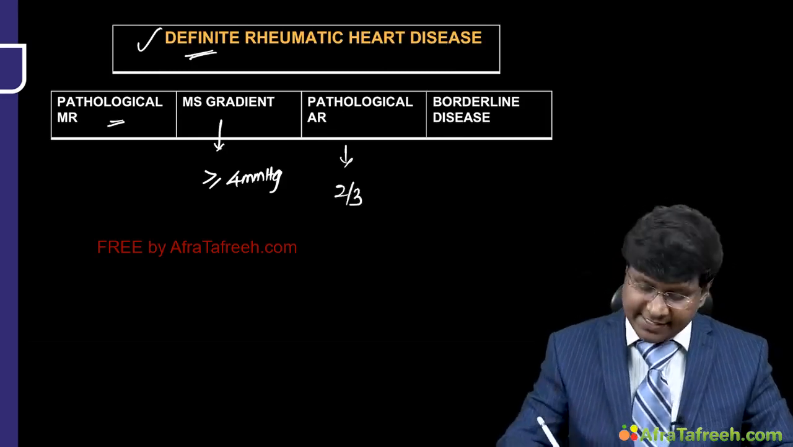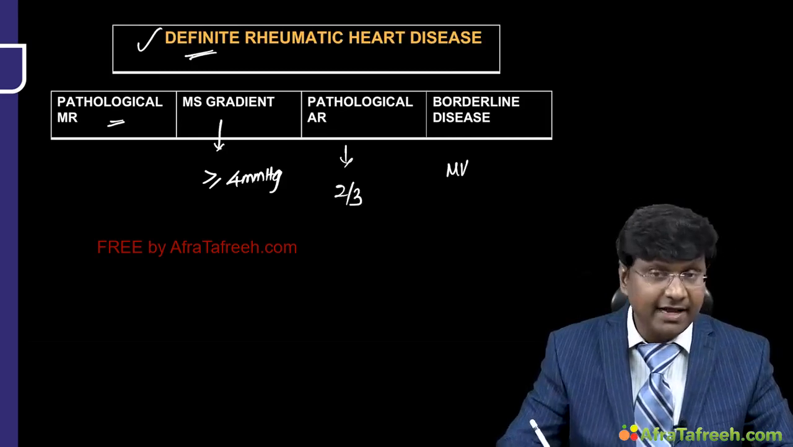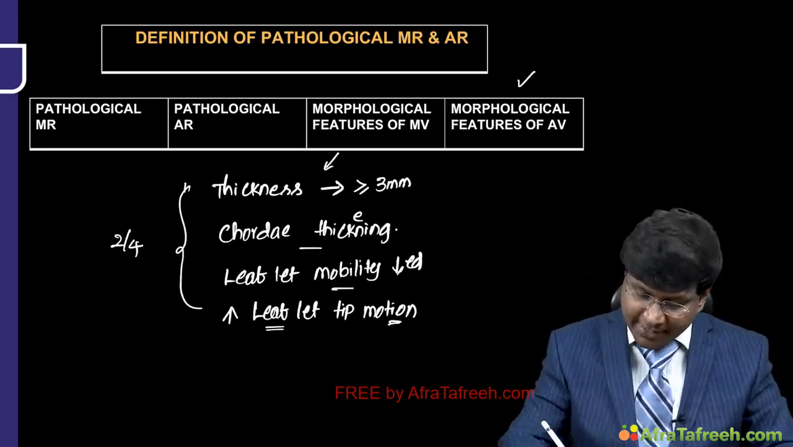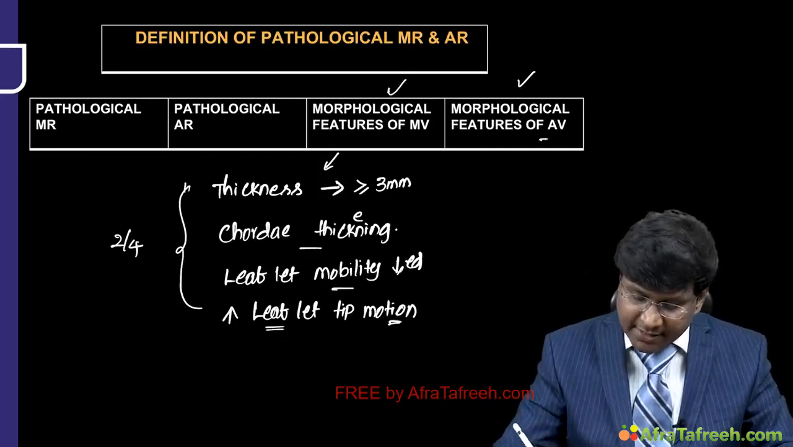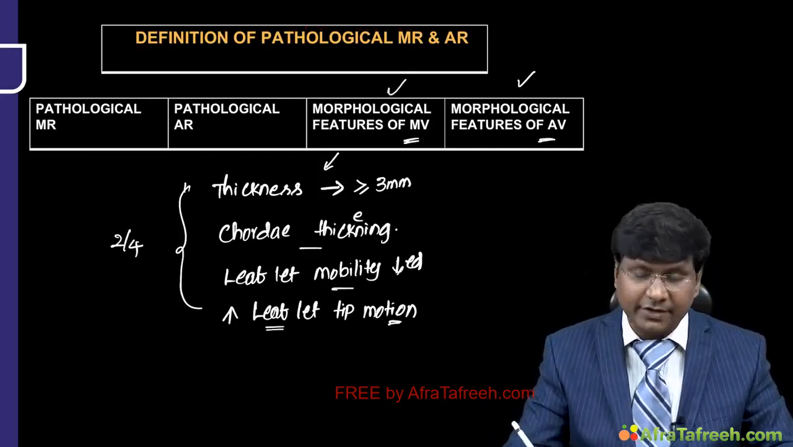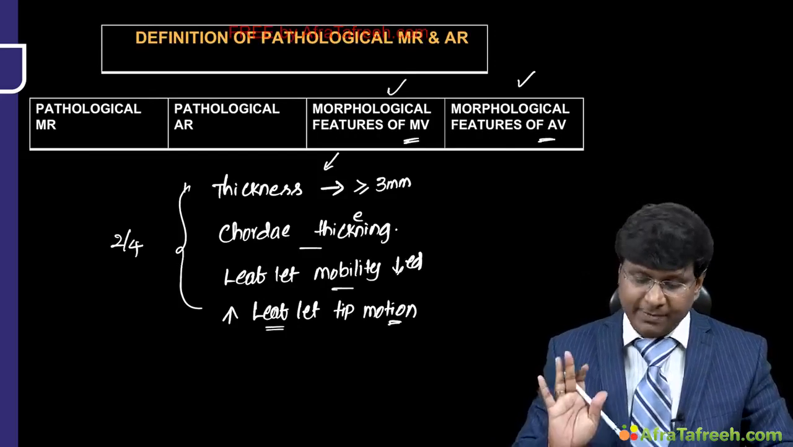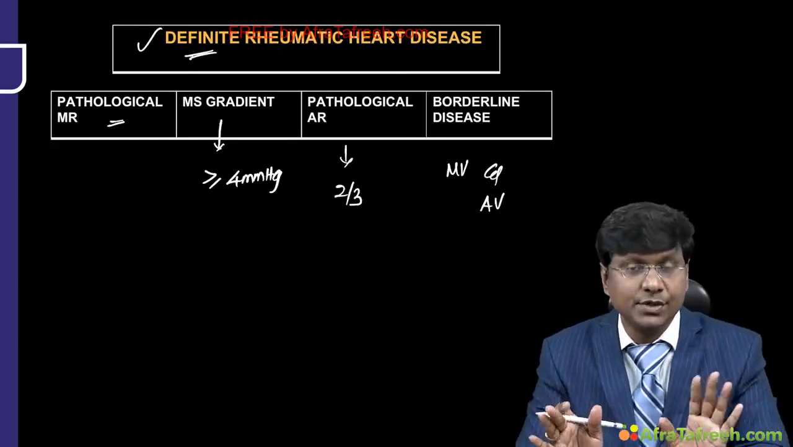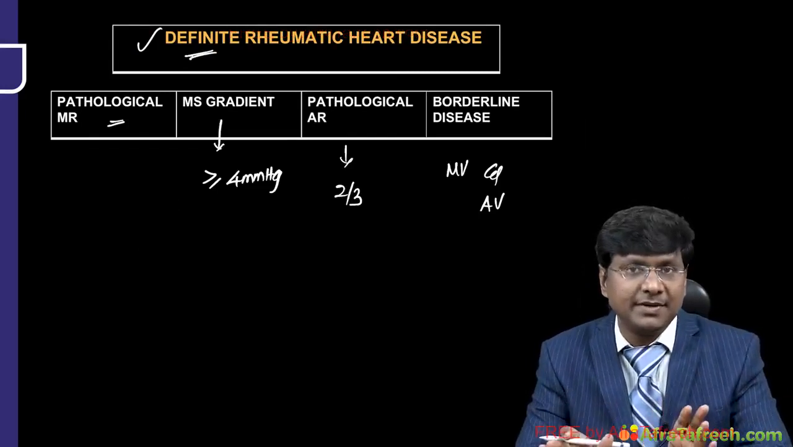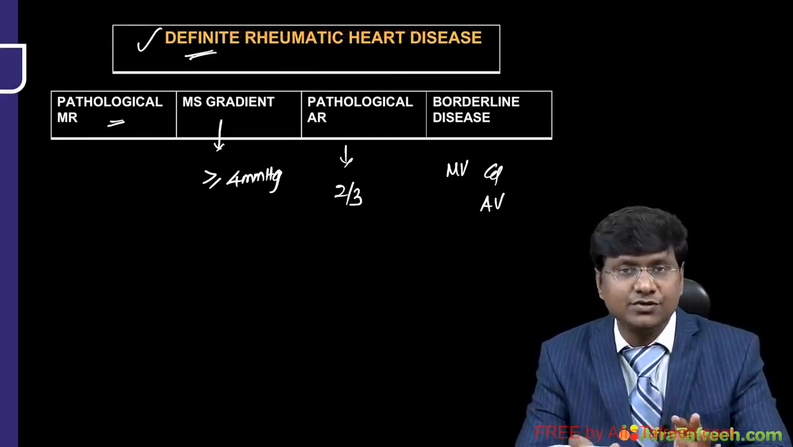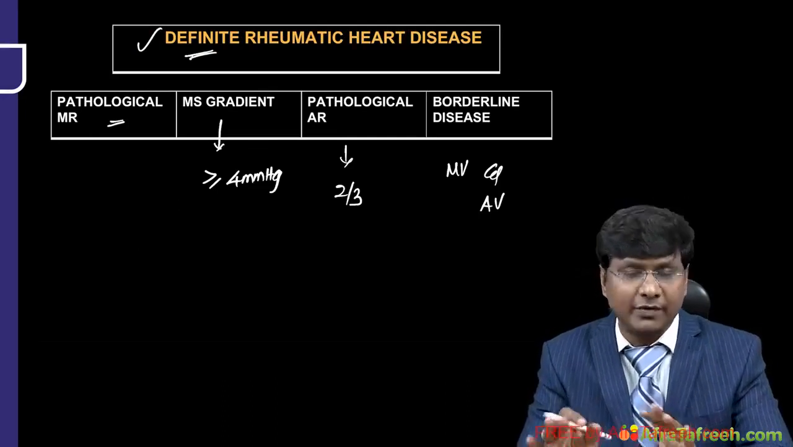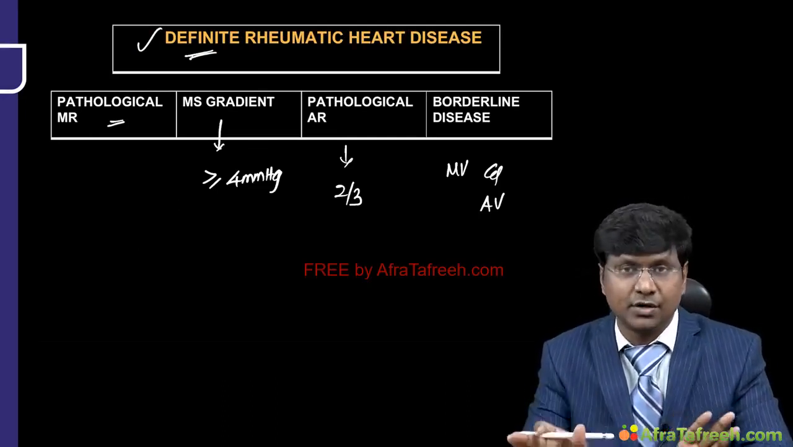Next, borderline disease of both the mitral valve and the aortic valve. That means the mitral valve and aortic valve morphological features should be borderline. Then we call it definite rheumatic heart disease. All these we are describing in an individual of less than 20 years who is asymptomatic, to make out whether the individual is having rheumatic heart disease or not.